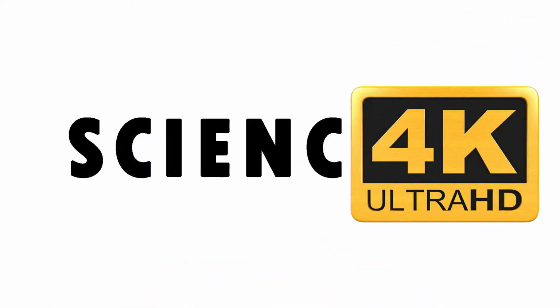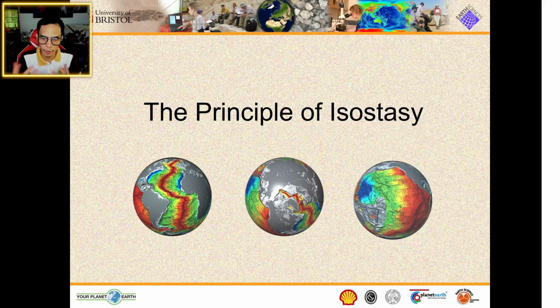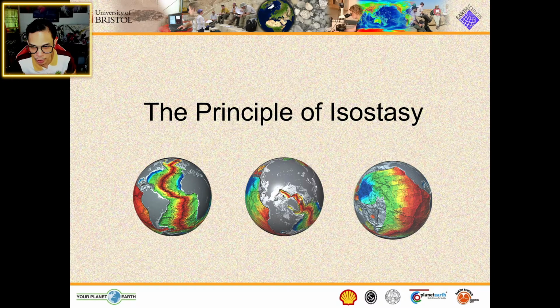Alright, so here we are in our topic for this video lesson. To explain how these places became so elevated and some places are considered to be deep, we will go to a particular concept which might explain this process. This is the principle of isostasy. So what do you mean by isostasy, and what are the things that we can learn from it?